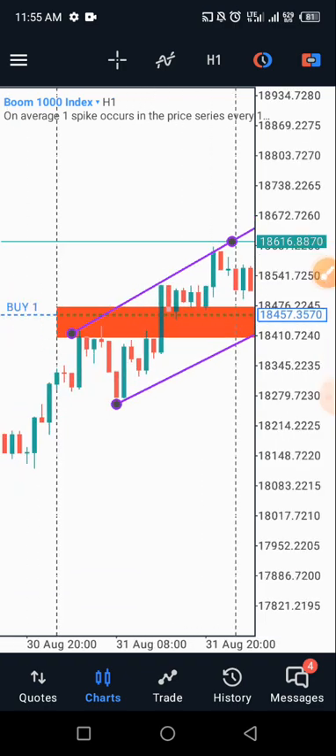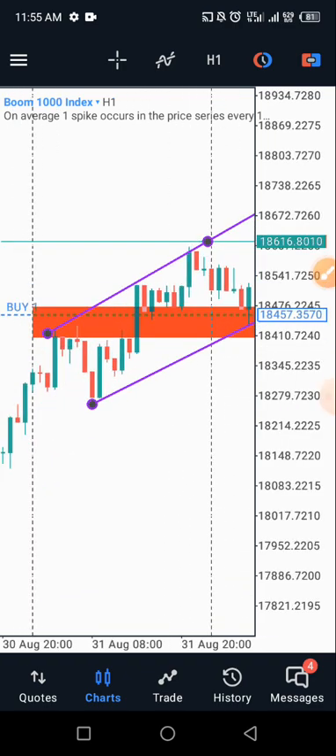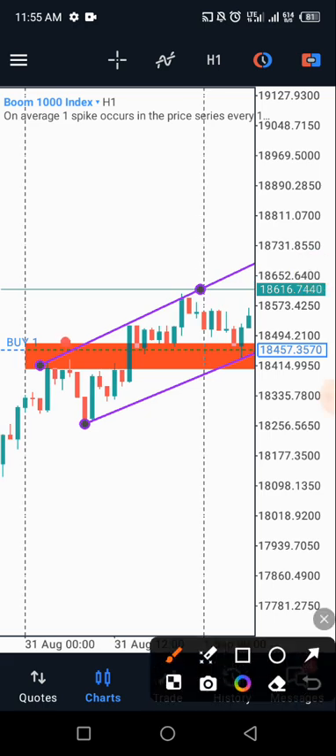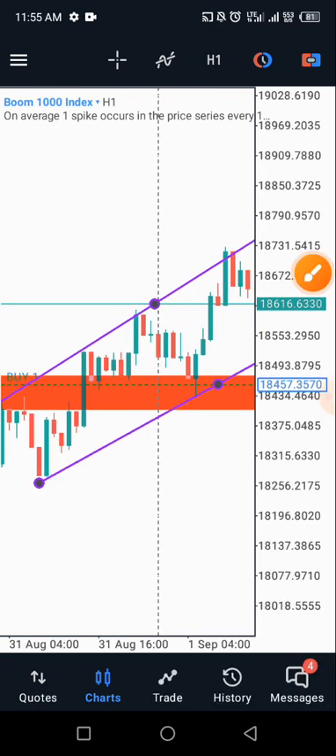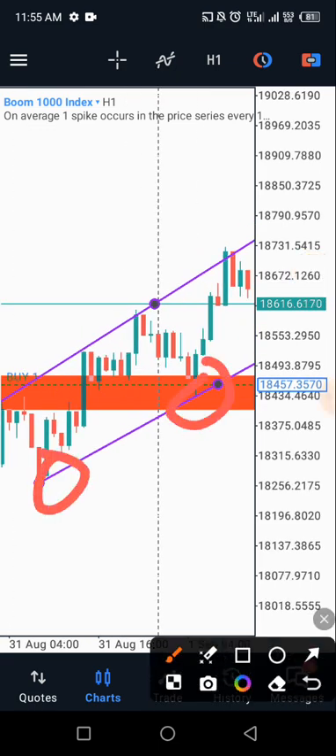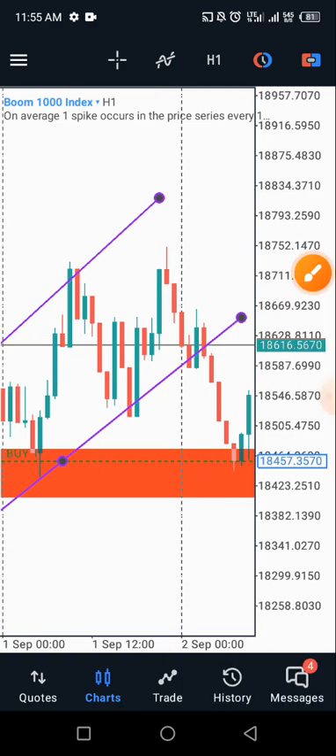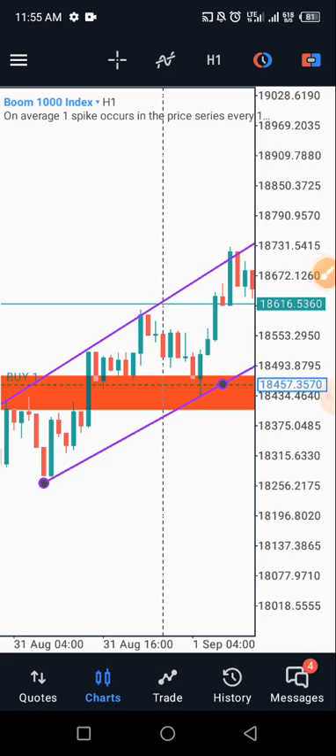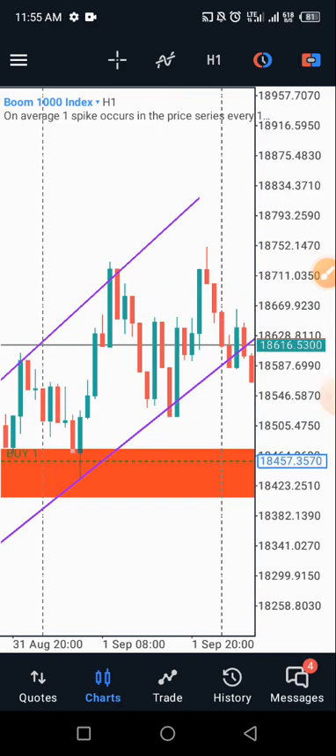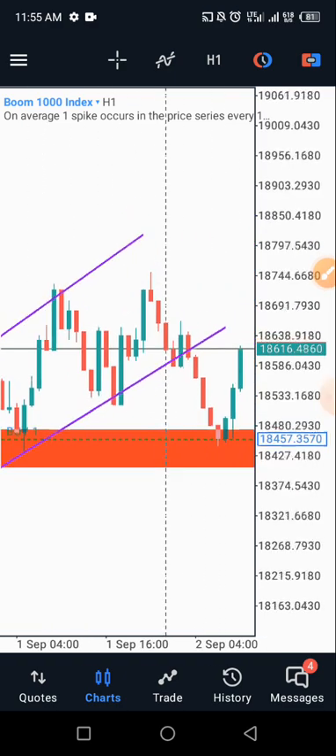All the touches might not align, but the most important thing is for us to have two touches or three touches. If we look to the downside, you'll see that we have also two touches here. So regardless of any other touch, the most important thing is for us to identify the two touches.